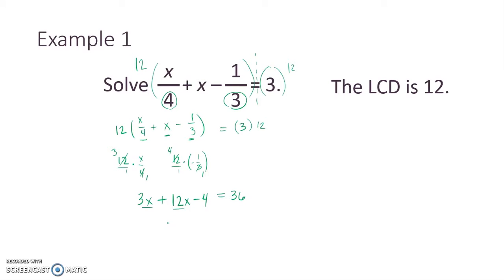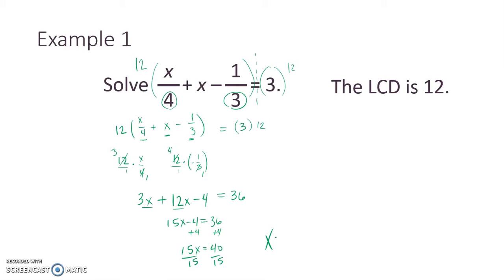Combine our like terms. We have 15x minus 4 equals 36. Add 4 to both sides. We get 15x equals 40. And then divide by 15.